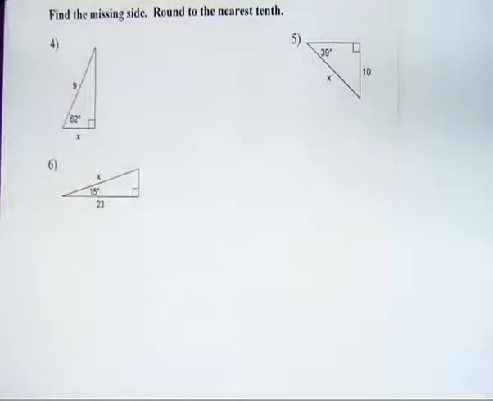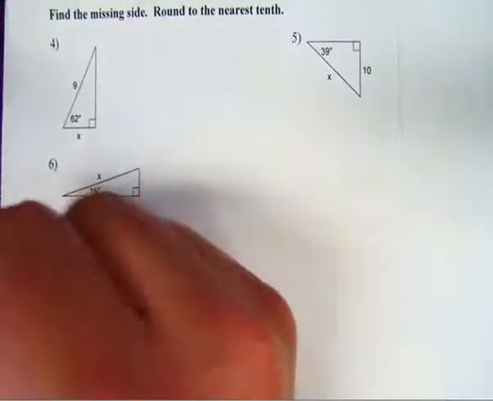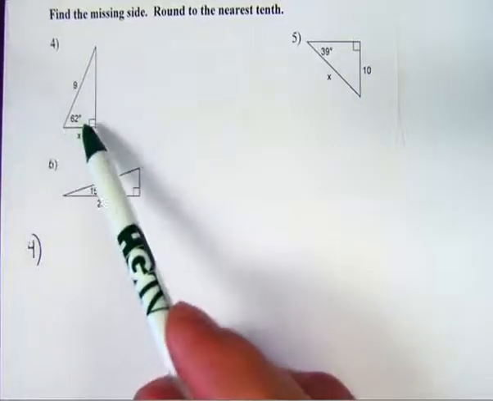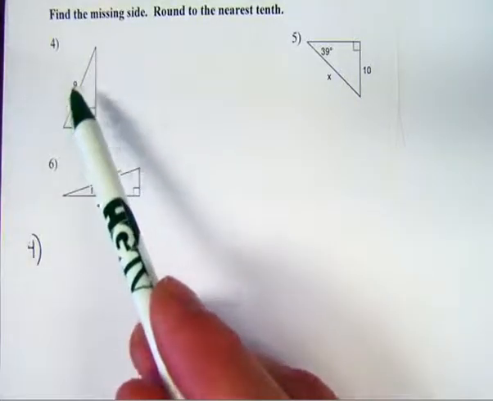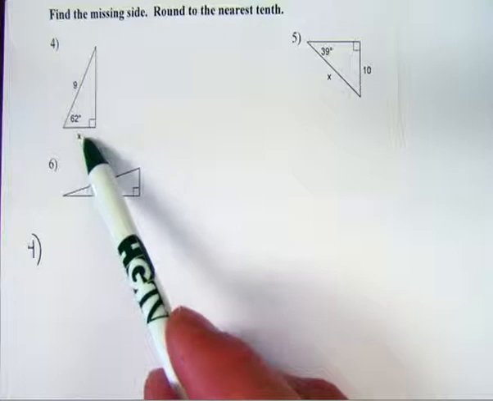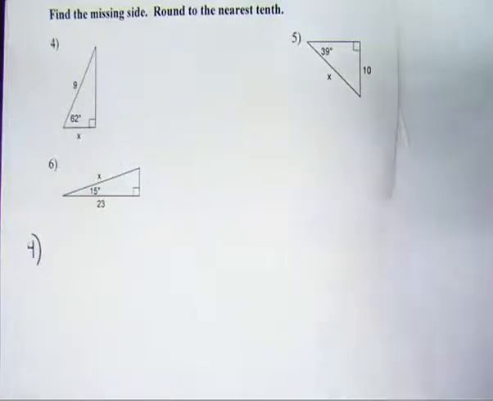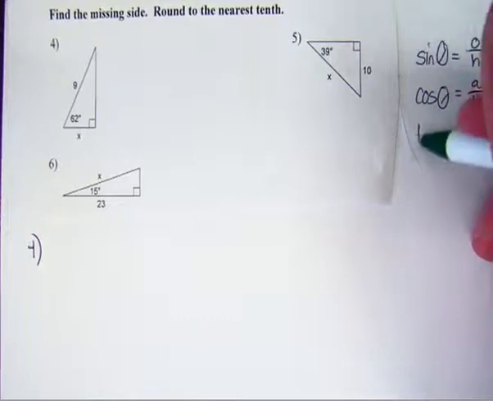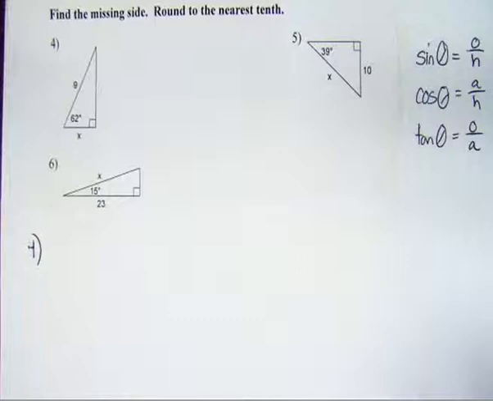Alright, so for these problems we're to find a missing side. Let's start with number 4 and let's look at what we have here. We have an angle, we have the hypotenuse, and we have our adjacent side. So I'm going to scribble over here our functions very quickly. Sine is opposite over hypotenuse, cosine is adjacent over hypotenuse, and tangent is opposite over adjacent.